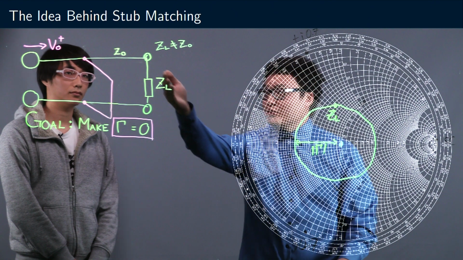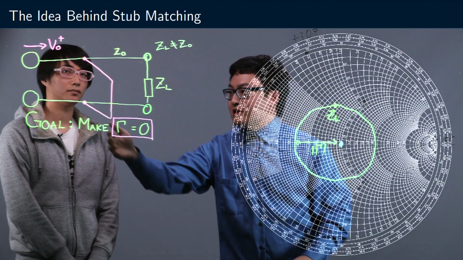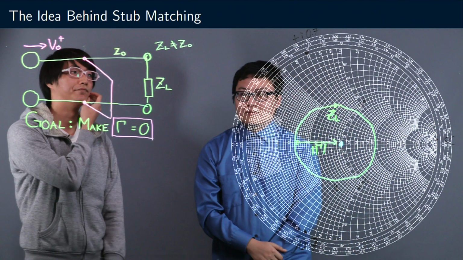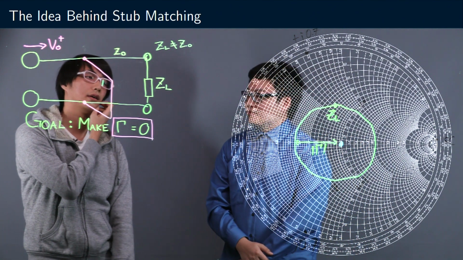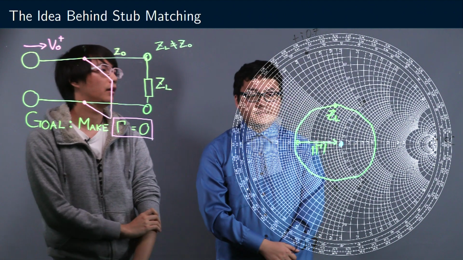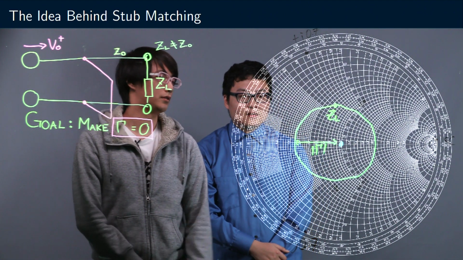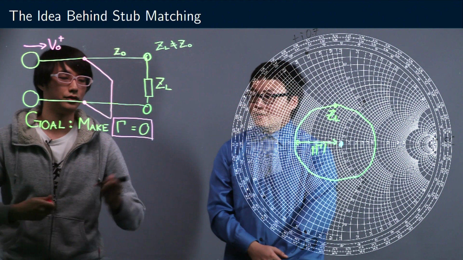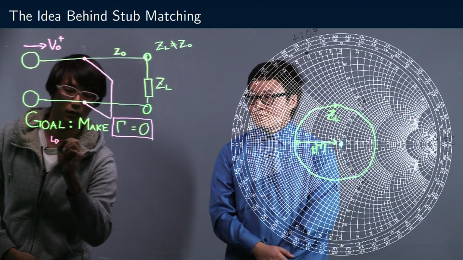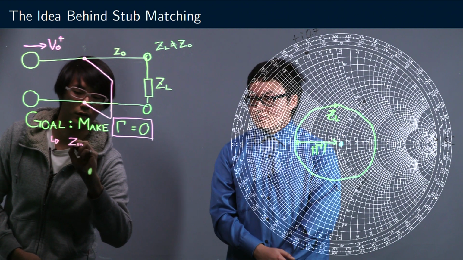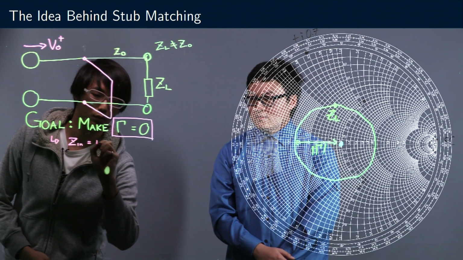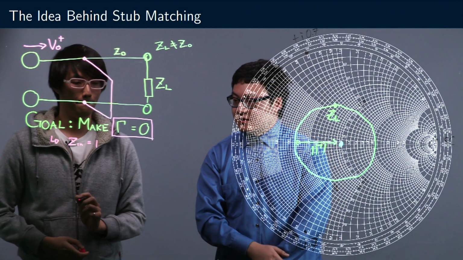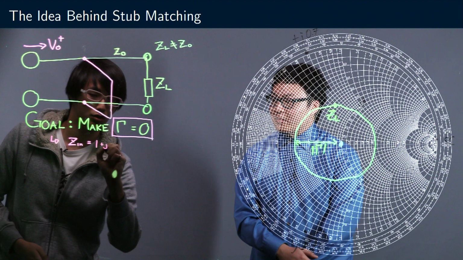Perhaps where should we add this on the transmission line? Can we just add it at any point we want? Well, I would say that because what we want to do is make gamma equals 0, then this is equivalent to saying we want to make the input impedance equal to 1. Would you agree? Okay, so 1 plus no imaginary component, right?